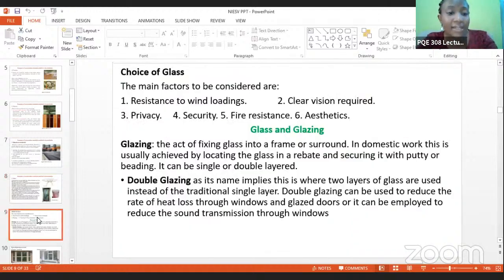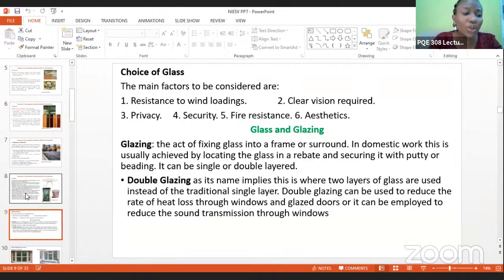So our choice of glass. What are the things we are going to consider when we want to choose our glass? One, do we need our privacy? Of course, if you need your privacy, it means you're not going to go for a clear glass. Do you require clear vision? Because if you require clear vision, it means you're not going for a translucent or a wired one. Is it security? Is it resistance to wind or loading? Clear float is just a flat glass.